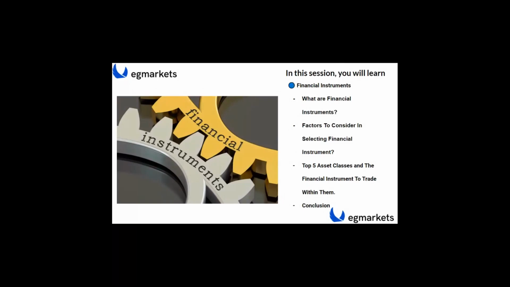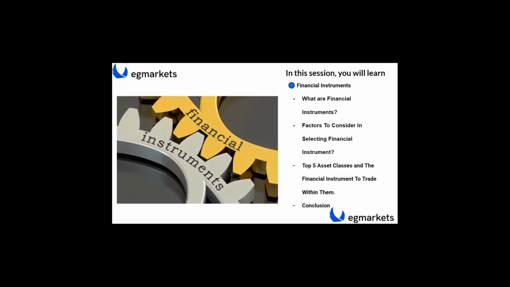Now, why did I choose those 4 financial instruments? The reason I chose those 4 financial instruments is because of every single factor that needs to be considered in selecting a financial instrument. They all meet above 50% of those criteria.